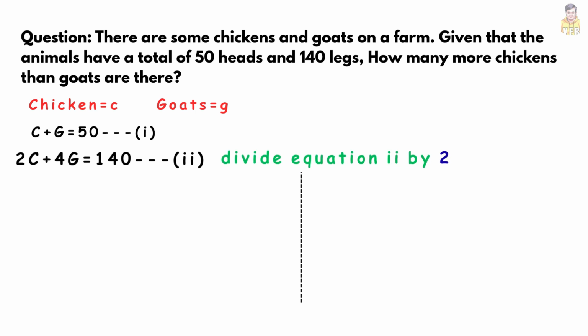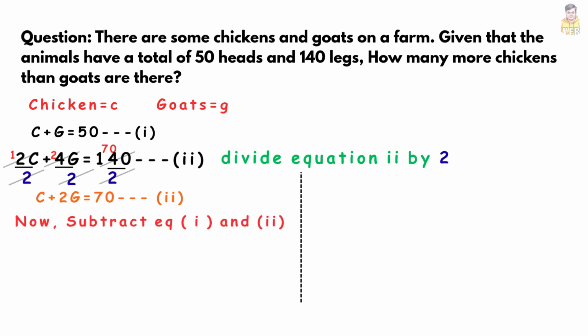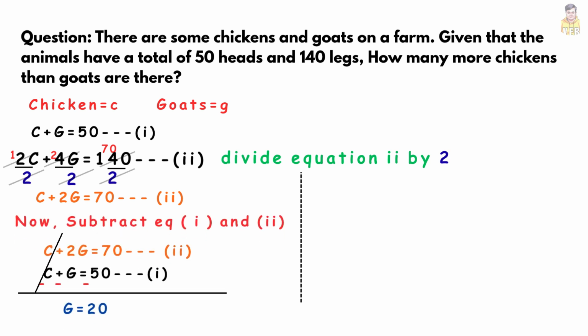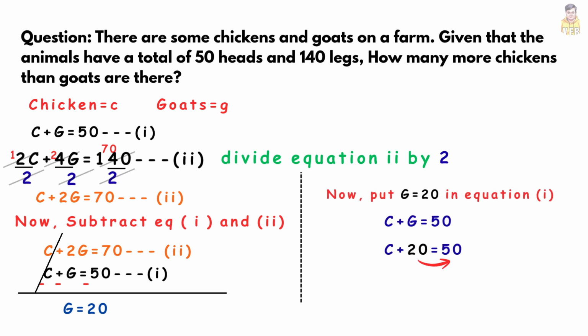Now, to make the equation simpler, we will divide the second equation by 2. After dividing, the new equation becomes C + 2G = 70. Now subtract both equations. We get G = 20. Now substitute G = 20 in the first equation. We will get C = 30.